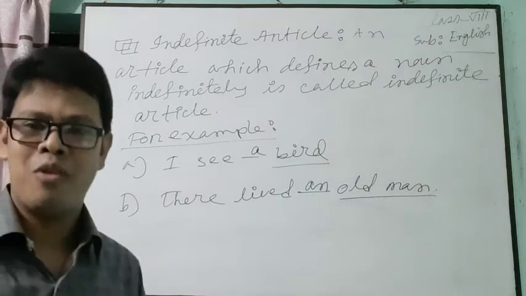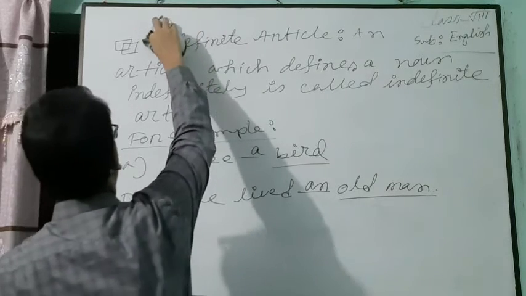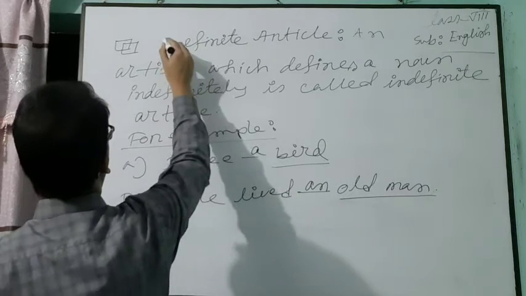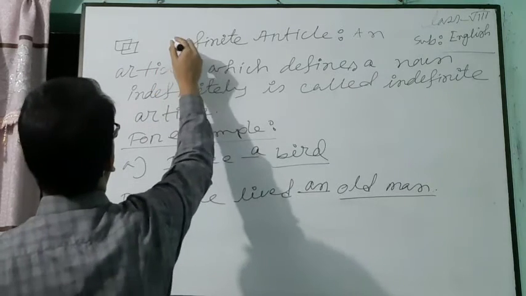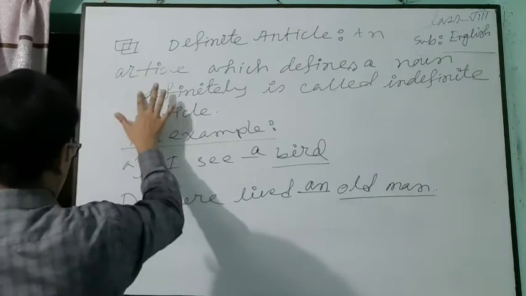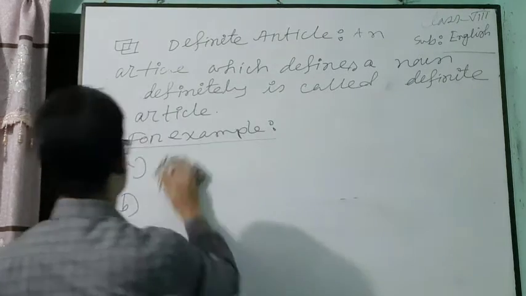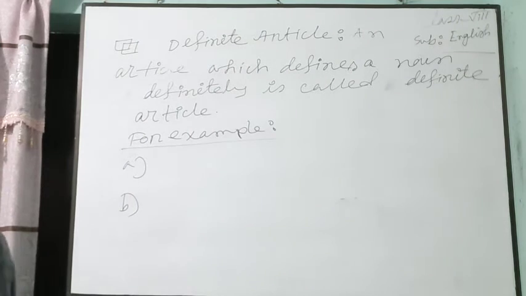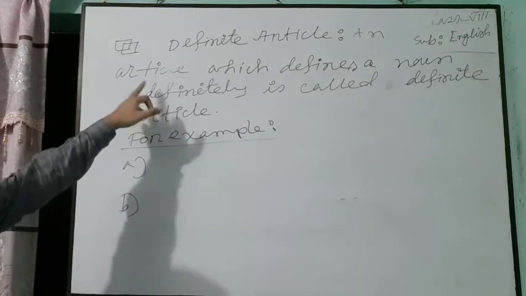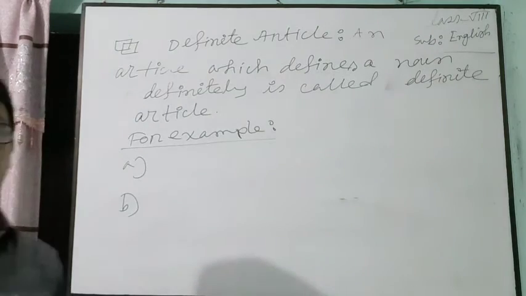Students, now I would like to discuss definite article. Dear students and viewers, have a look at the whiteboard and you can write down what I said before you. Definite article means an article which defines a noun definitely is called a definite article.